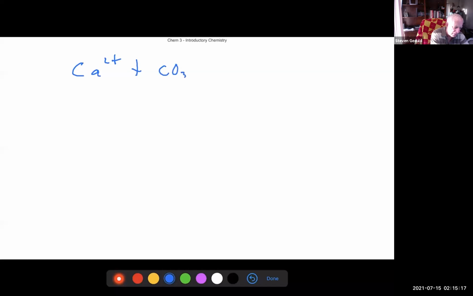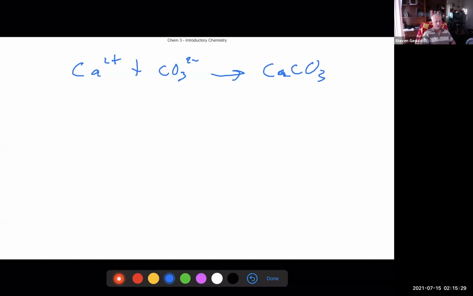Okay. Let's do the one here that says calcium and carbonate ions combine in a precipitation reaction. The net ionic equation is calcium plus carbonate goes to calcium carbonate, CaCO3. Okay, so there's your equation. And we need to balance it, and we're balanced. So that part's easy.